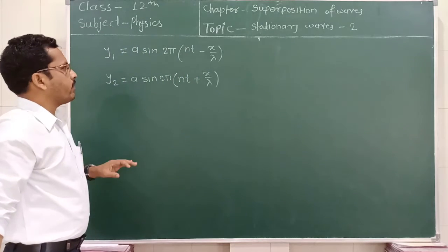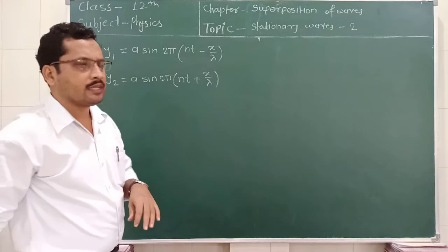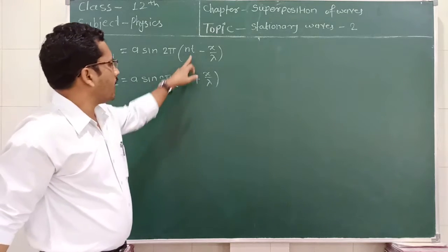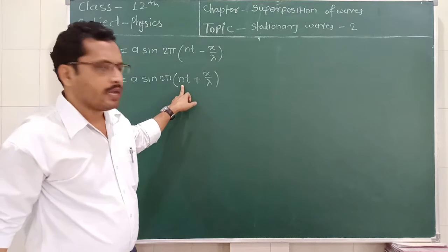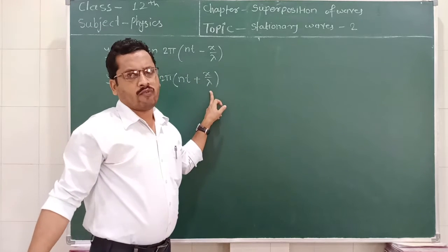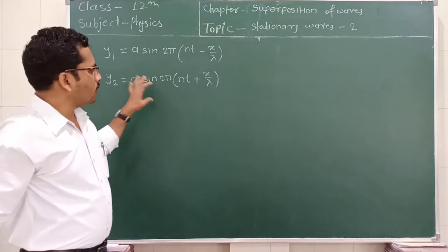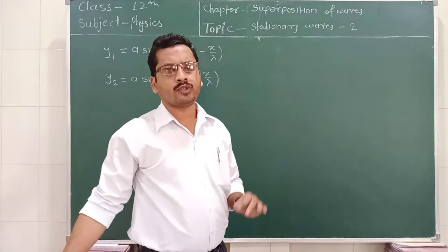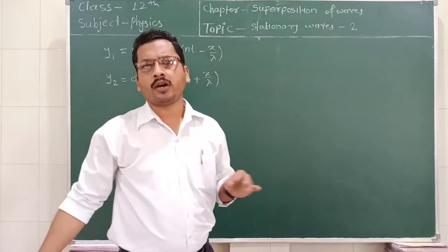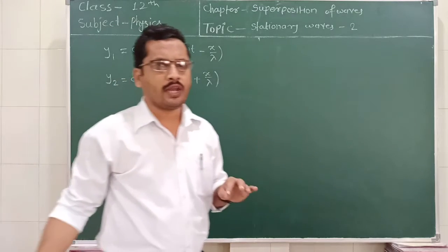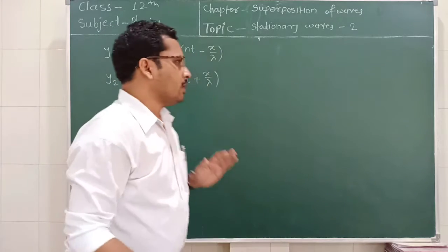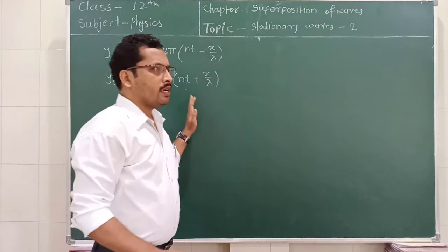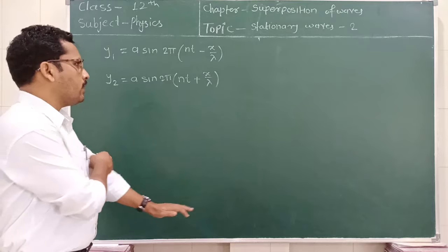Here, these two waves are similar in some manners. Both the waves have the same amplitude and the same frequency. They also have the same wavelength. When these two types of waves combine with each other, superimpose on each other, they form a new type of wave which is called a stationary wave. So, by the analytical method, we derive the relation for the stationary wave.